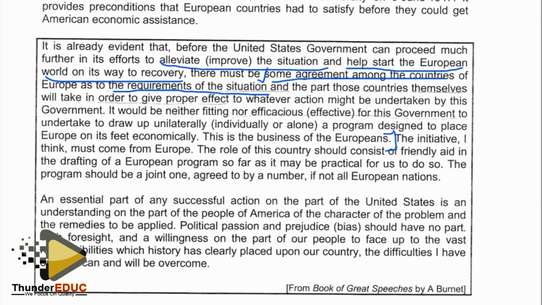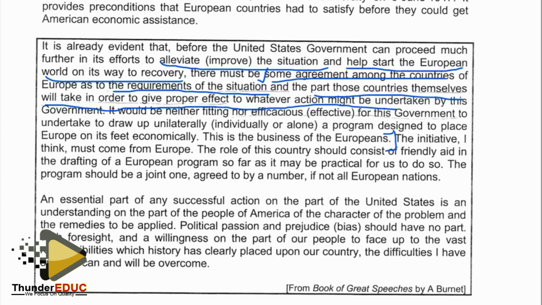What did each and every different country want based on their perspective of their economy? So it was not the duty of America to decide or to determine how to assist each and every country or how much to offer to each, because the requirements of the situation were known by the very own country, which was supposed also to be consulted. And it also says here, the part those countries themselves will take in order to give proper effect to whatever action might be taken by the government of the USA.